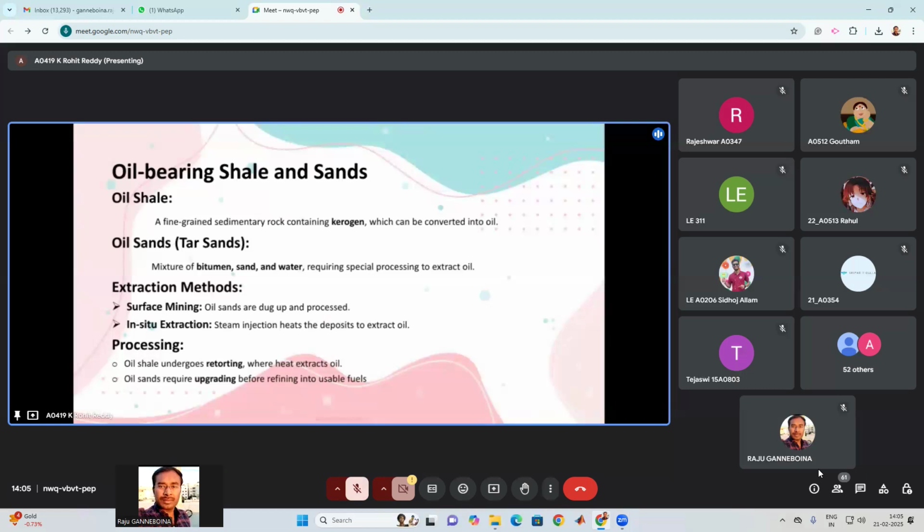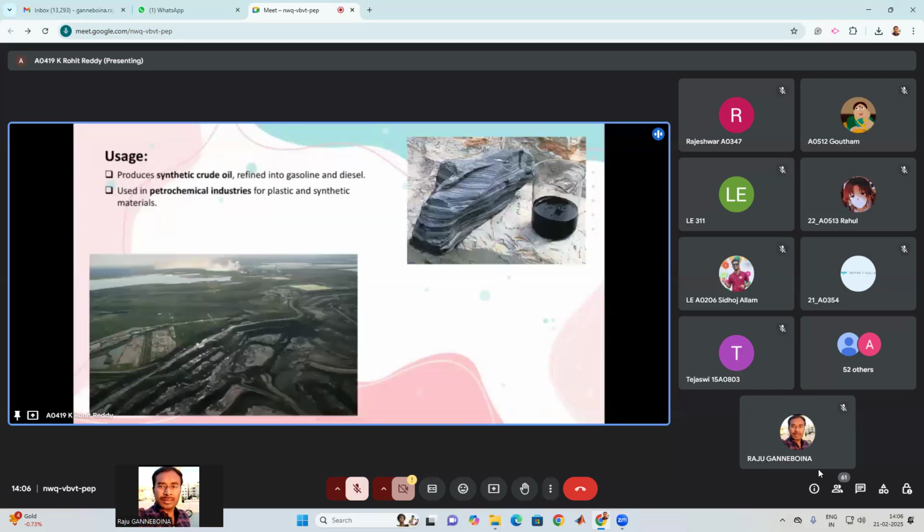This oil is further processed, and oil sands require upgrading before refining into usable fuels. The usage of oil shale: it produces synthetic crude oil refined into gasoline or diesel, and is used in petrochemical industries for plastic and synthetics.